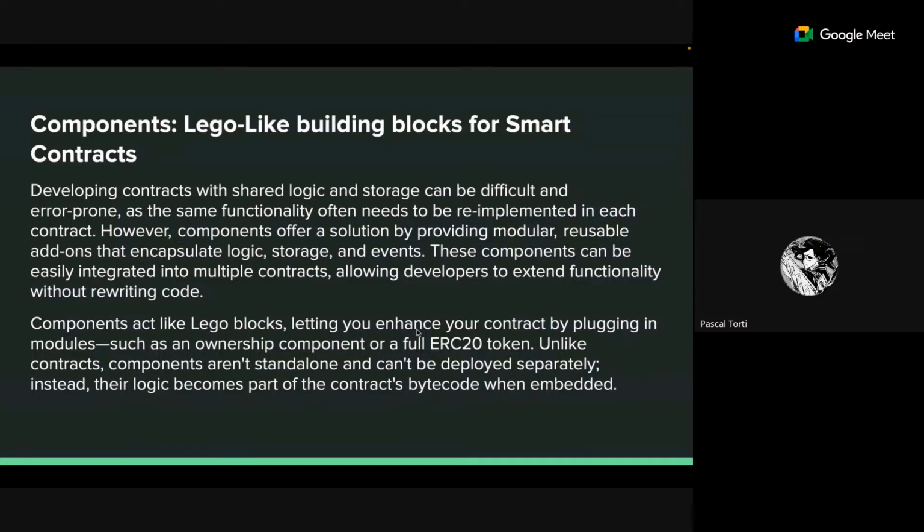Now unlike your contracts, components are different. Yes, they have storage, they have events, they have interfaces. But the difference between a contract and a component is that you can deploy a contract, but you can't deploy a component. A component is like a parasite. It has to latch onto something, which is the contract. So if you make a component, it's basically useless until someone uses it in his contract.